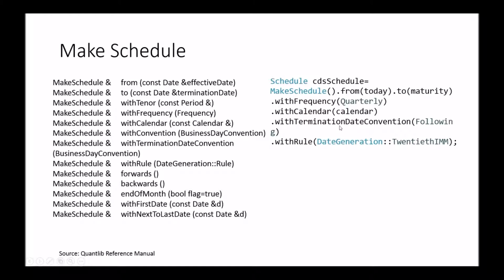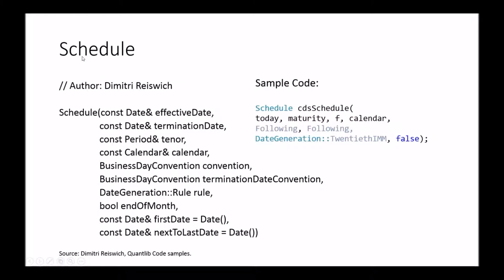There is also another way how you can specify your schedule. So in the previous way of constructing a schedule, we will have to put everything in order. We will have to put today before maturity and maturity before frequency. So if you put them in the wrong orders, the constructor will not match. So the compiler will give you an error.